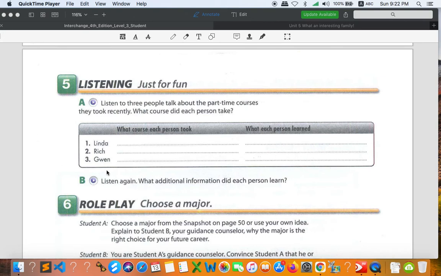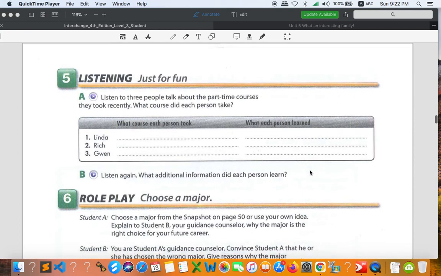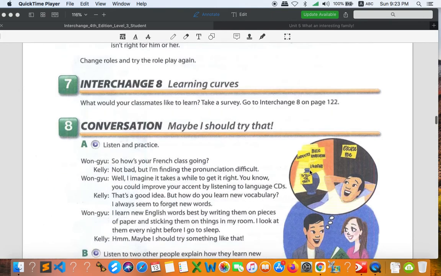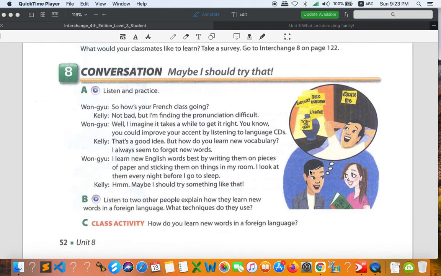You might refer to the listening audio that I attached, and I will give you the answer for this activity later. Part B is what I explained earlier: what additional information did each person learn? It's just like the second column right here. All right, so let's go to the next one, number 8, which is about another piece of listening.